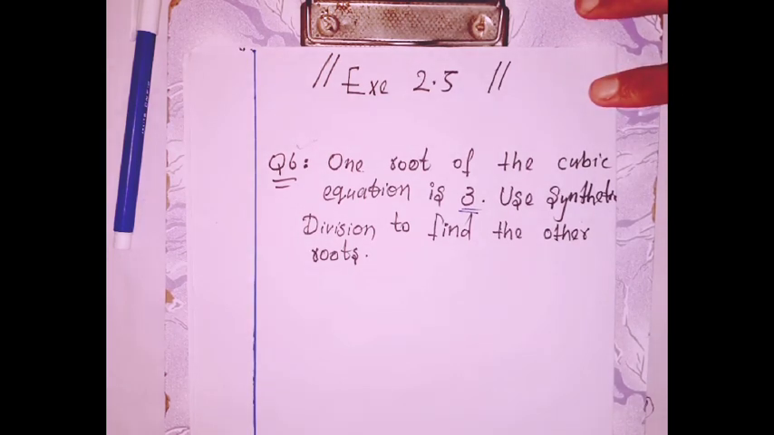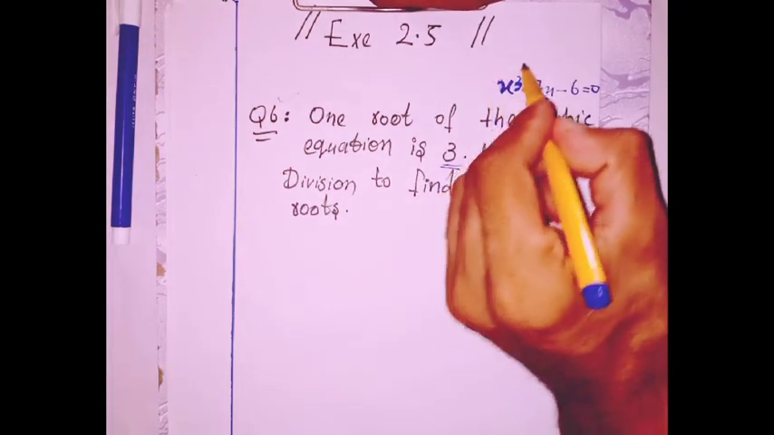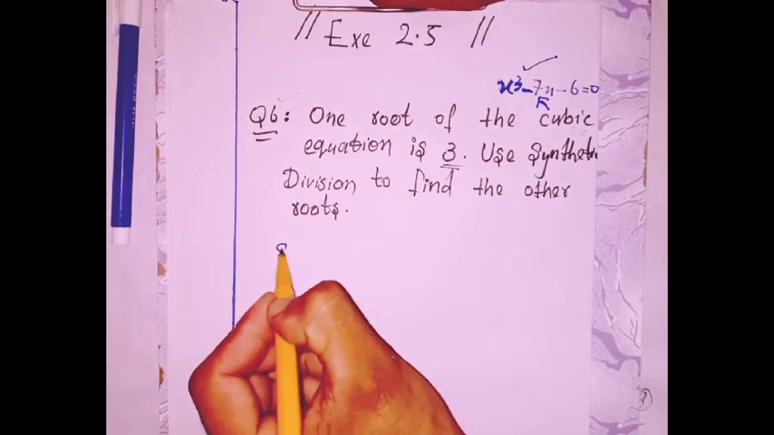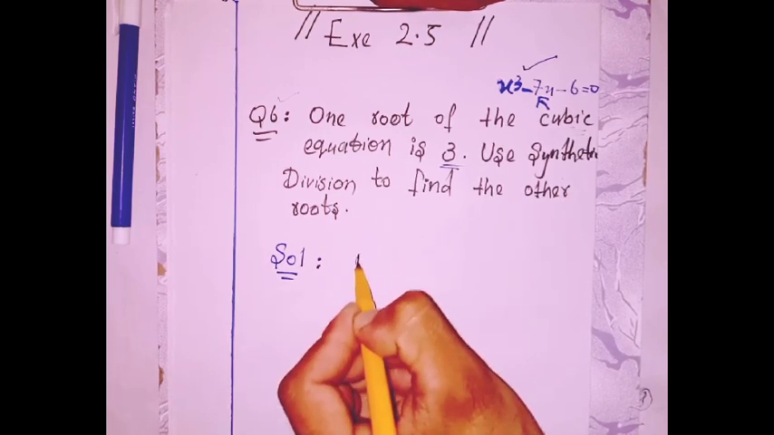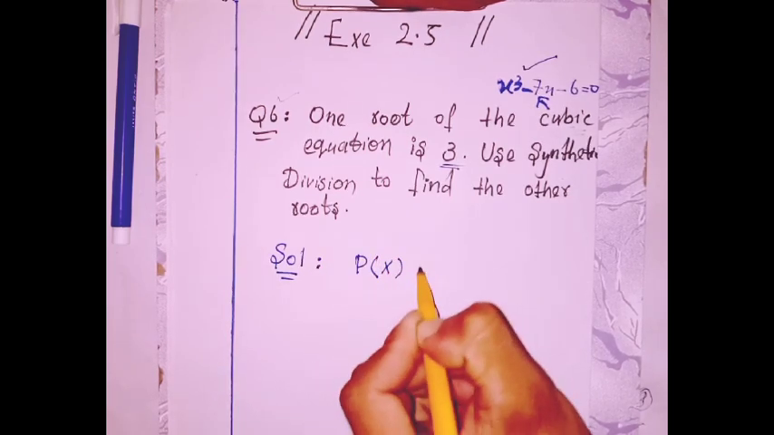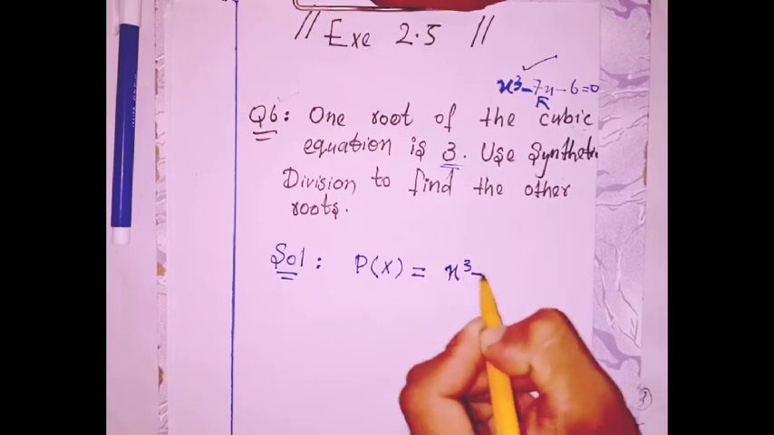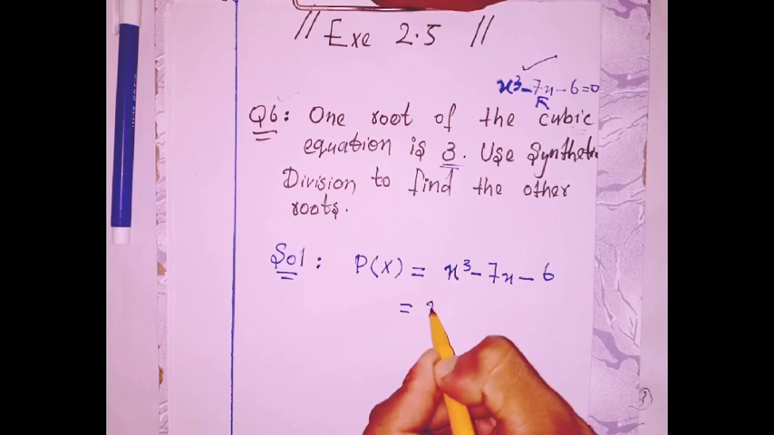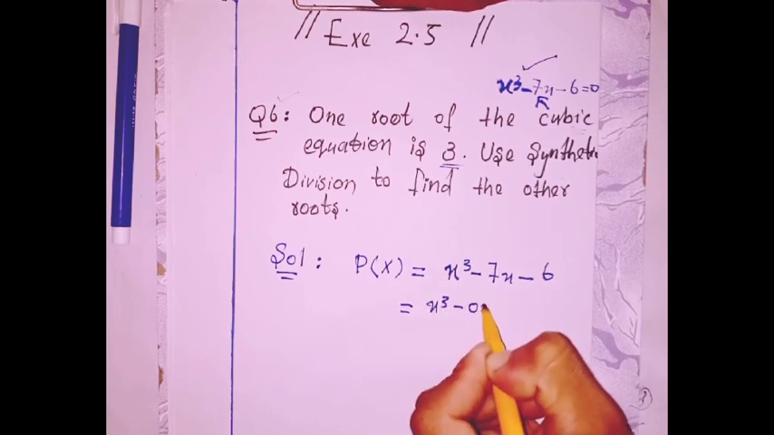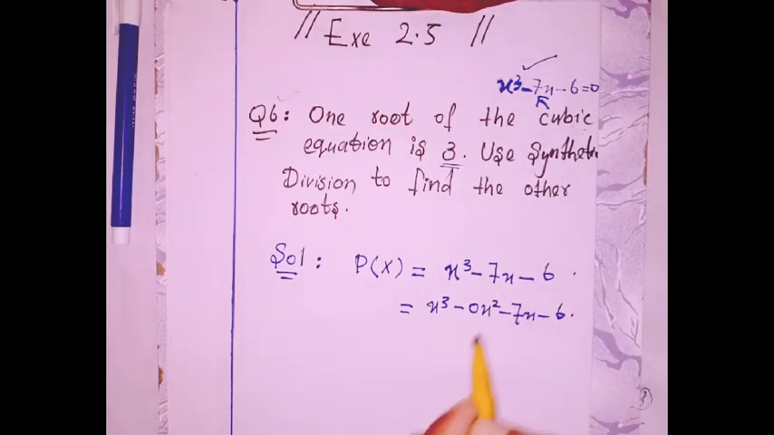Here we are given a cubic equation which I missed in the question, which is x cubed minus 7x minus 6 is equal to 0. So the solution for the given question will be p of x, a polynomial, which is x cubed minus 7x minus 6. This is the given equation, so we can write x cubed plus 0x squared minus 7x minus 6, because x squared is missing in this equation.